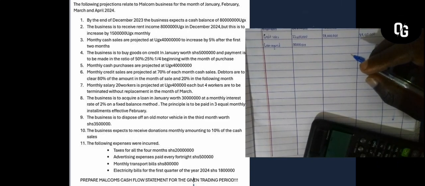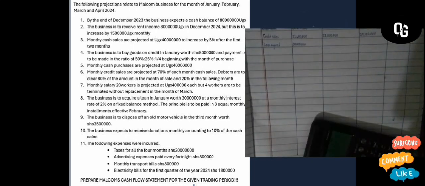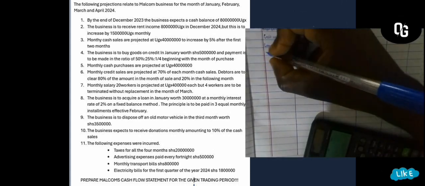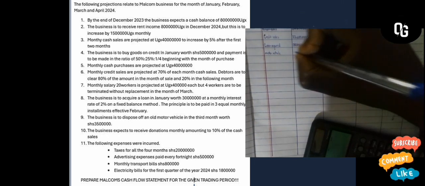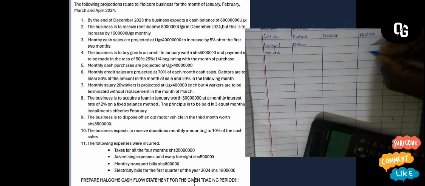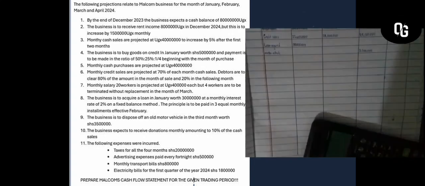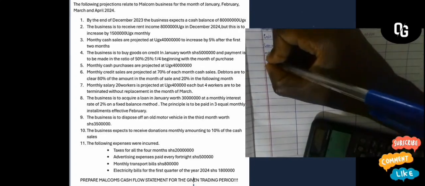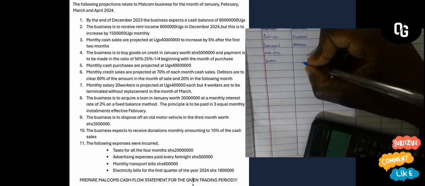In the coming video, I will be teaching you how to work out the loan repayment schedule so that you can learn how money that is obtained as a loan is paid back and how it can be put into the cash flow statement. Our next cash inflow is the business is to dispose of an old motor vehicle in the third month worth 3,500,000. So in the third month we write 3,500,000.